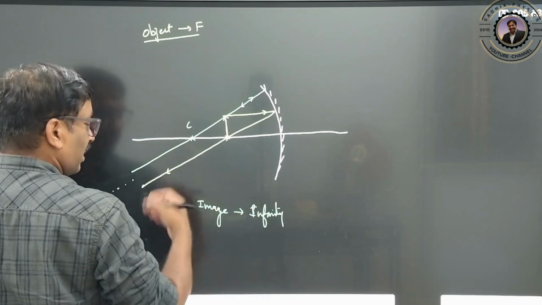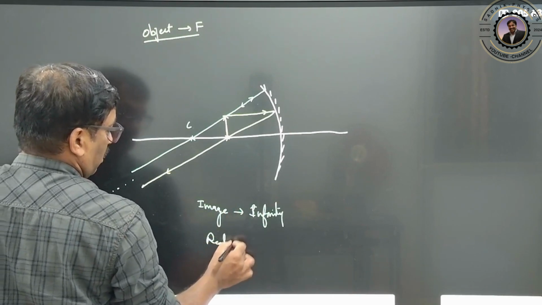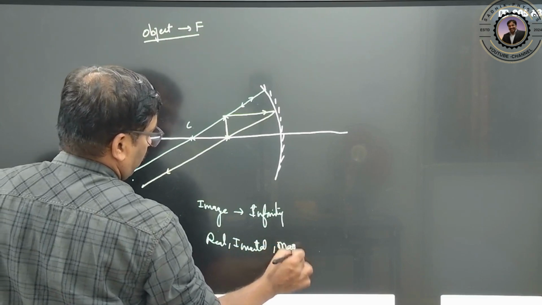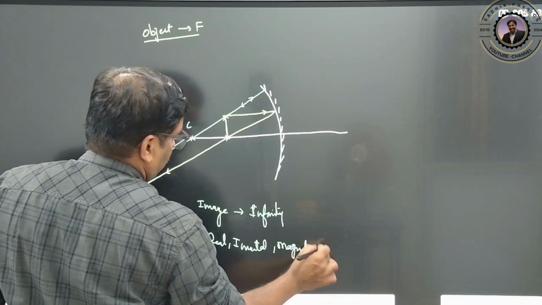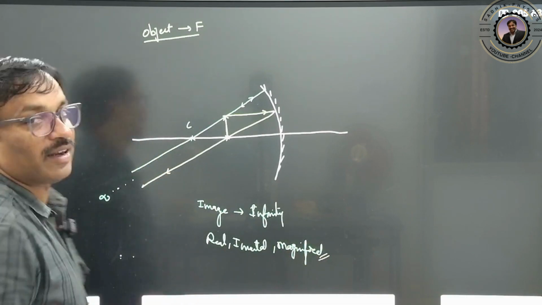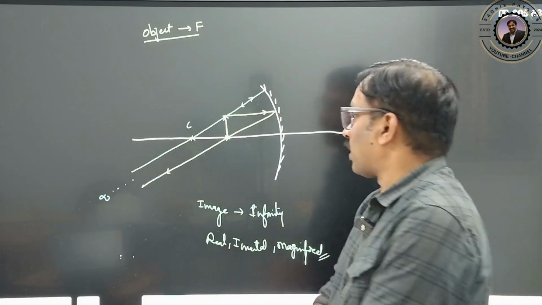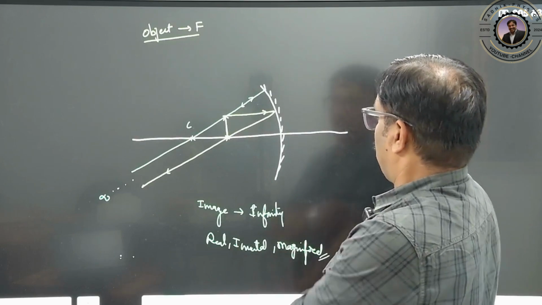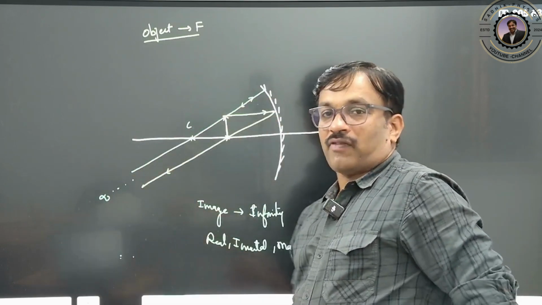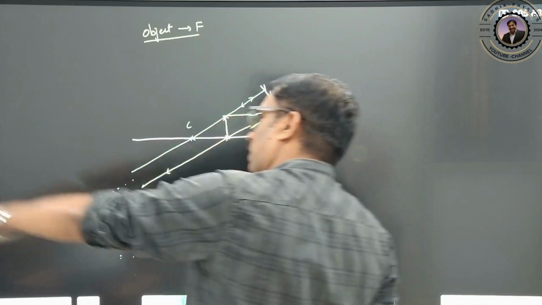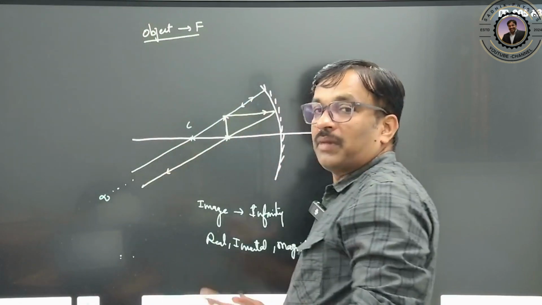Clear? So real, inverted and magnified. If you really go to infinity, a real, inverted and magnified image will be formed, but we cannot go to that. Clear? A parallel beam cannot form an image here, because there is no intersection. If you go to infinity, the intersection may be possible. Clear?